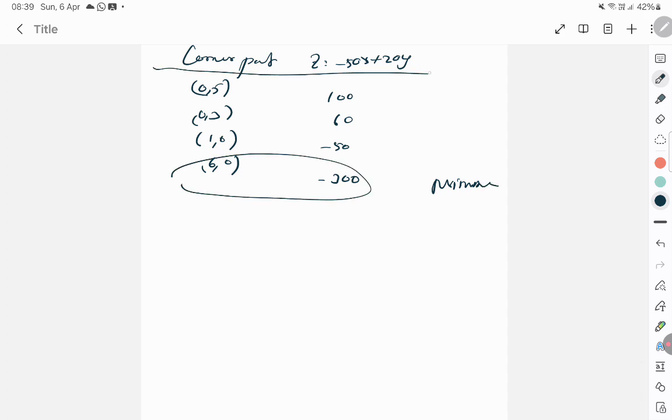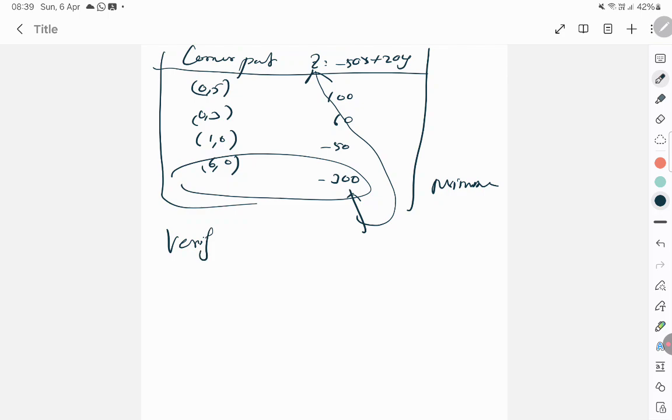But the sum doesn't stop here. That's why this sum is very important. You found this to be minima. You have to substitute it and verify if it's a real minima. This verification carries most of the marks. So in this you should put minus 300 is equal to minus 50x plus 20y.